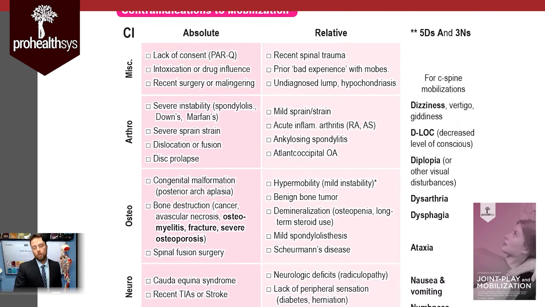Recent surgery or malingering. If you have a patient who's faking for personal gain, it could be a reason to not adjust or treat that person. Relative under the miscellaneous would be recent spinal trauma. So any kind of injury that they've had, you're definitely going to have to modify with these relative contraindications.